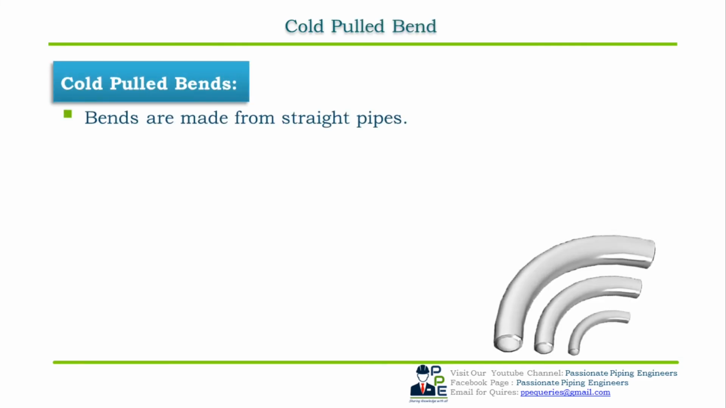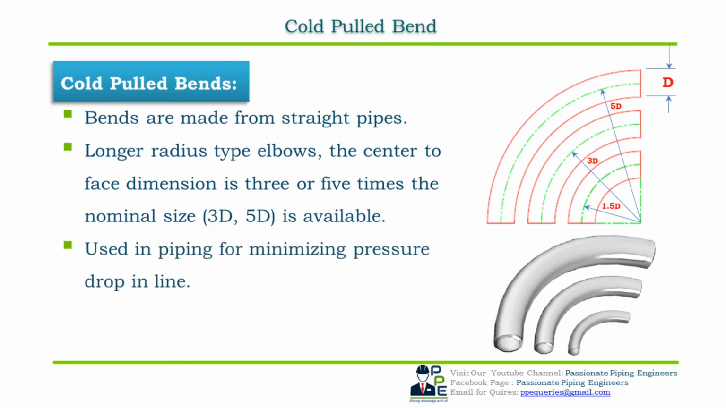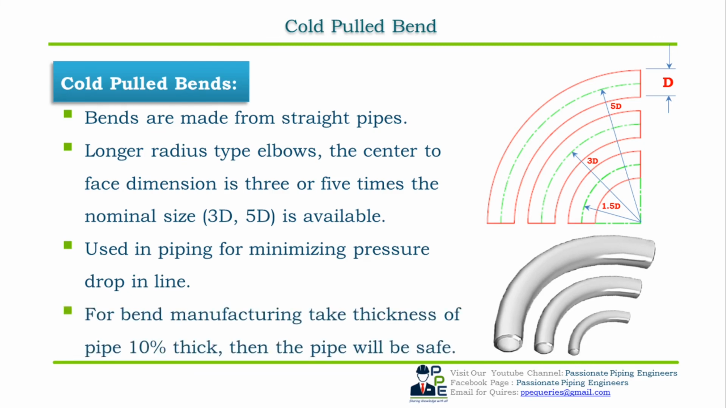Cold bends. Cold bends are made from straight pipe pieces. They are longer radius type elbows. The center to face dimension is 3 or 5 times the nominal pipe size, that is 3D or 5D is available. They are used in piping for minimizing the pressure drop in the line. For bend manufacturing, take the thickness of the pipe 10% thicker, then the pipe will be safe.